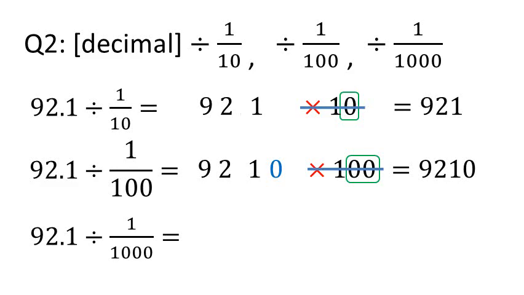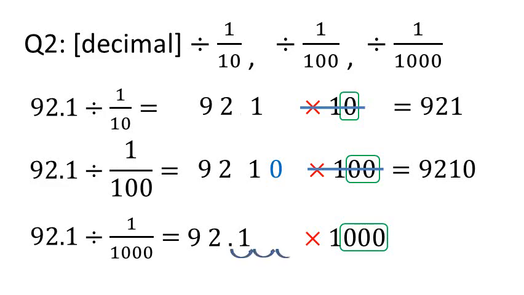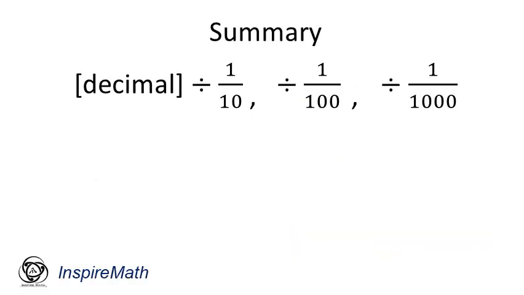The last question is 92.1 divided by 1 over 1,000. This means 92.1 times 1,000. Since 1,000 has 3 zeros, you move the decimal point 3 places to the right. So the answer is 92,100 point. You can erase the decimal point, so the answer is 92,100. Let's summarize today's lesson.